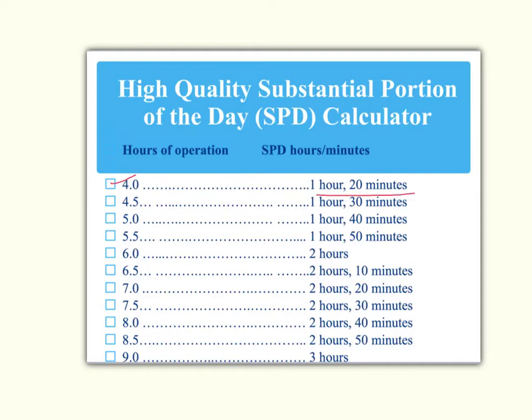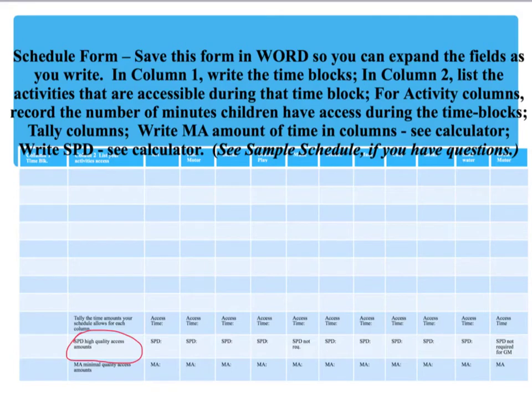So when you're ready to start filling in your own schedule, you can refer back to the calculator and find the time that your center is open, and then follow the dots across, and that will tell you your substantial portion of the day. Once you have figured out that number, that's where you're going to go onto your schedule, and in the row that says SPD high quality access amounts, you're simply going to fill in that number.